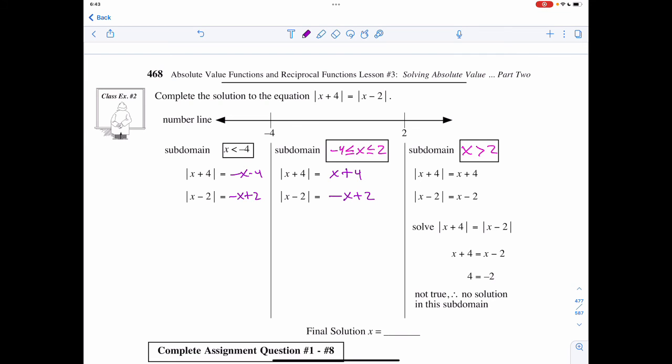I'm going to solve each case. So here I have positive x plus 4 is equal to negative x plus 2. I'm going to move the x's to one side to get 2x. I'm going to subtract 4 from each side and get negative 2. And x, when I divide both sides by 2, would equal negative 1. Does negative 1 exist between negative 4 and 2? Yes. It's in the subdomain. So negative 1 is a possible answer.